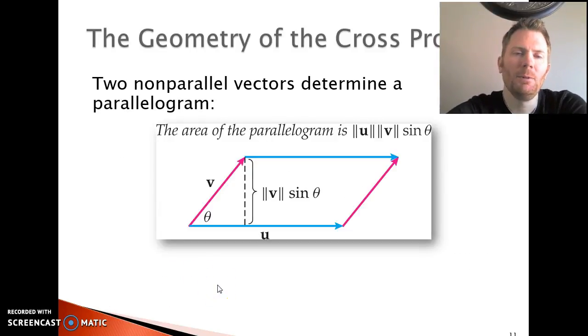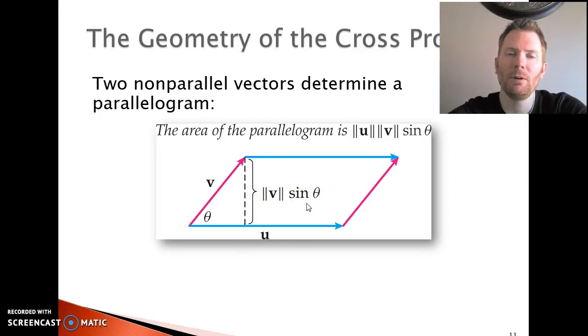And now we can say that two non-parallel vectors end up determining a parallelogram, and the area of that parallelogram is given by the magnitude of u times the magnitude of v times sine of theta. So if you see we have v here and u here, you can use a little right triangle trigonometry to get that this height should be, the sine of theta would be opposite over hypotenuse. Hypotenuse is going to be magnitude of v. So if you solve for the opposite side, you get magnitude of v times sine of theta.